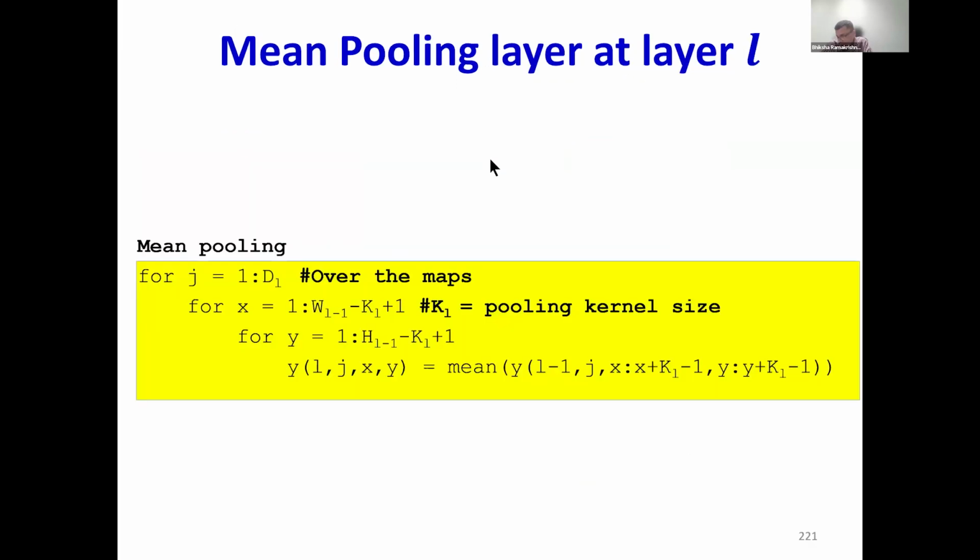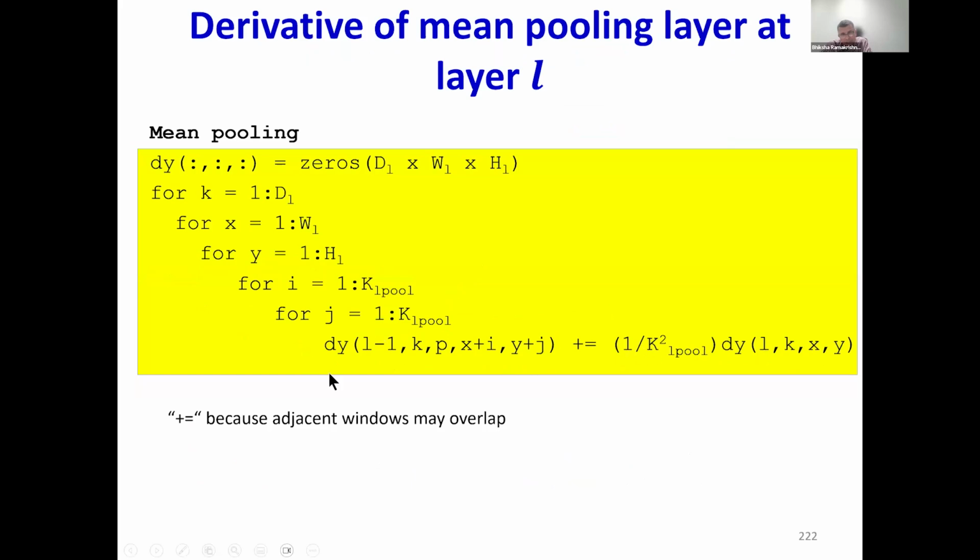Right. So if I were to write the pseudocode, this is what it's going to be. In the forward pass, we just computed the mean of each window. So in the backward pass, you're going to just increment the derivative at each location by 1/4, or 1/k squared, where k is the size of the pooling window, of the derivative at the output of the pooling. And you're just going to increment because the same element may be used in adjacent windows. This makes sense?